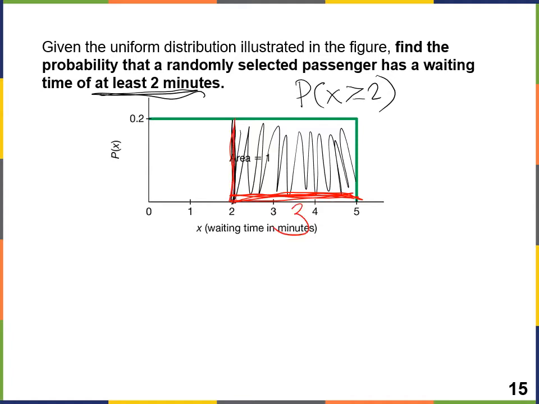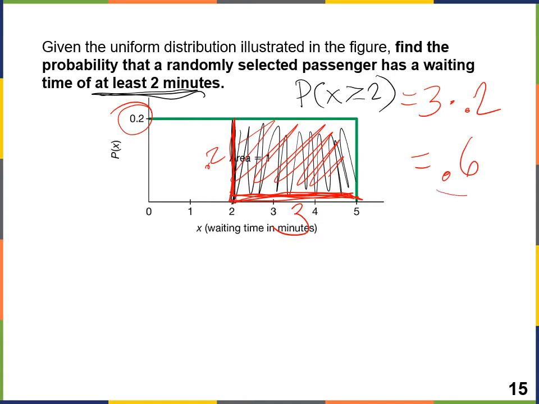The height, since it's uniform, is always 0.2 in this particular problem. So if I want to find this area, and it's a rectangle, it's simply length times width. So it would be 3 times 0.2, and I would get 0.6.